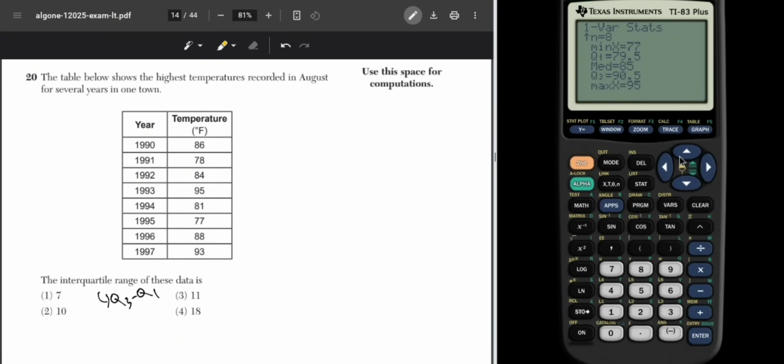So what do I need to find the interquartile range? I need Q3, which is the median of the upper half of my data set, and my Q1, which is the median of the first half of my data set. So my Q3 is 90.5, and my Q1 is 79.5. And when I subtract, I'm going to get 11, answer choice number 3.